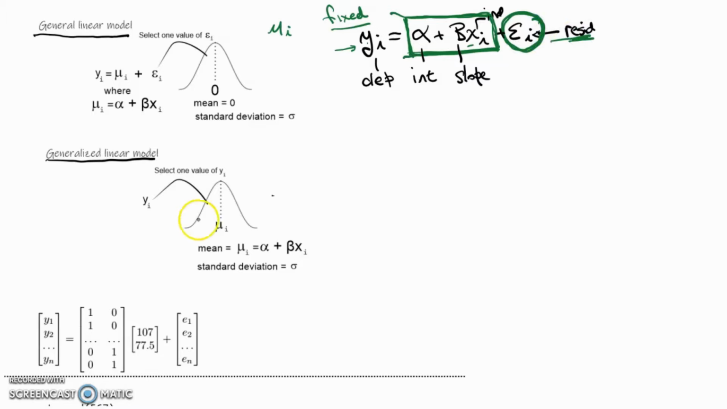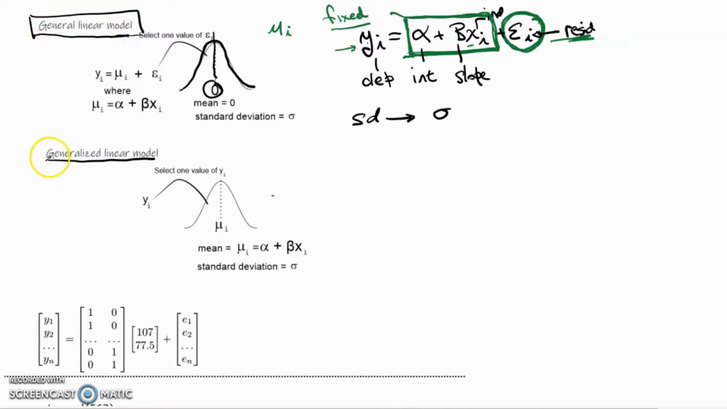Where does the residual come from? Our residual is assumed to come from a normal distribution with a mean 0 and a standard deviation equal to sigma. That's the general linear model.